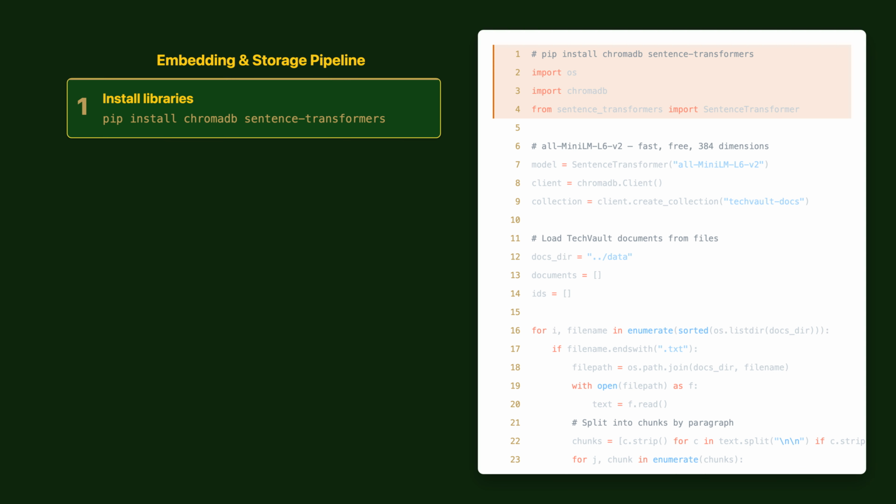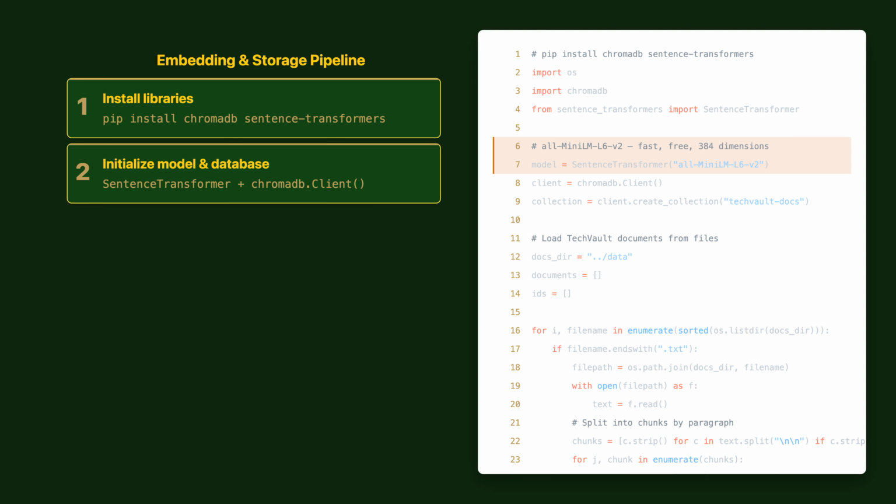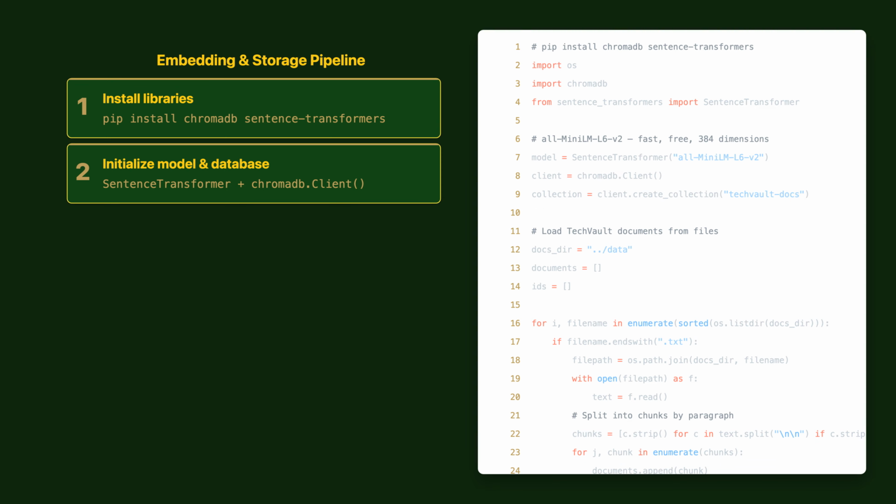Here's the code. We import two libraries, ChromaDB and sentence transformers. Don't worry about what vectors and embeddings are just yet. We'll cover both in depth later in this video. We load the model, all-MiniLM-L6-v2. Important. Every query must use this exact same model. Use a different one and the vectors live in completely different spaces. Your search breaks. Then we spin up a ChromaDB client and create a collection.